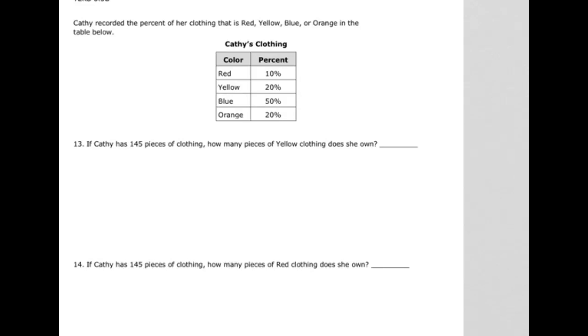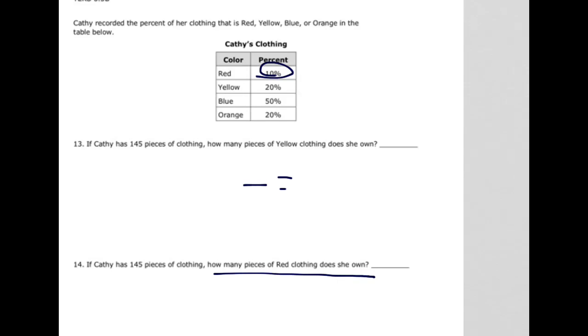Kathy recorded the percent of her clothing that is red, yellow, blue, or orange in the table below. If Kathy has 145 pieces of clothing, how many pieces of red clothing does she own? So I'm looking for red clothing, which is 10%.